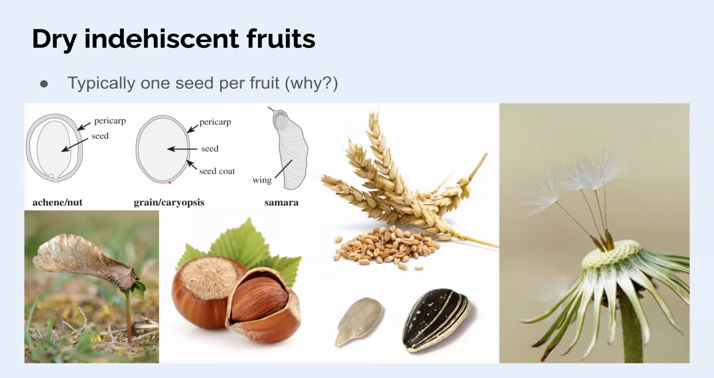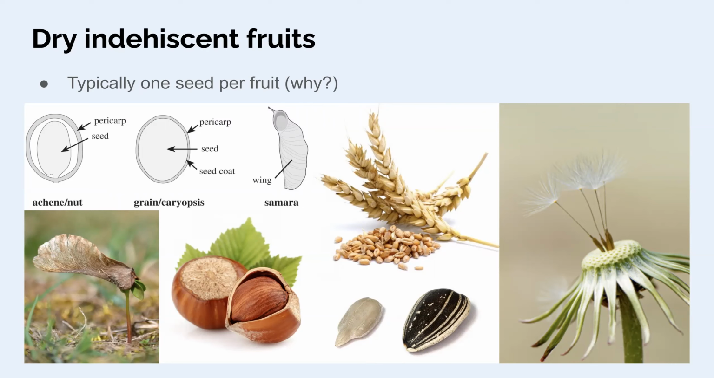And then finally, if you've got a hard indehiscent fruit that doesn't break open and has a wing associated with it, that's called a samara. So, a modification for getting blown around by the wind. I didn't define indehiscent for us. Indehiscent means it's not dehiscent, and dehiscent means that it breaks open at maturity.